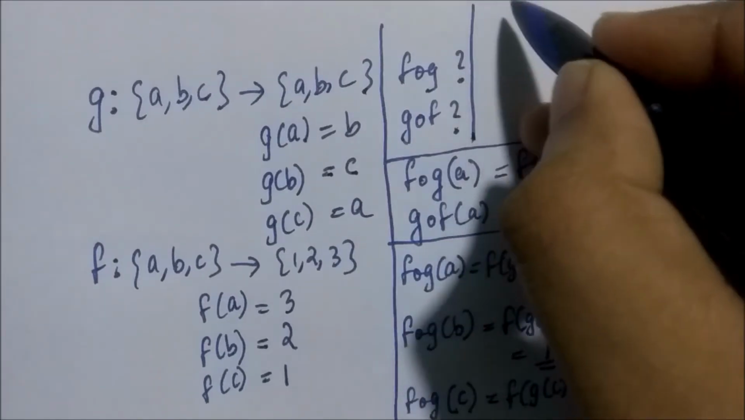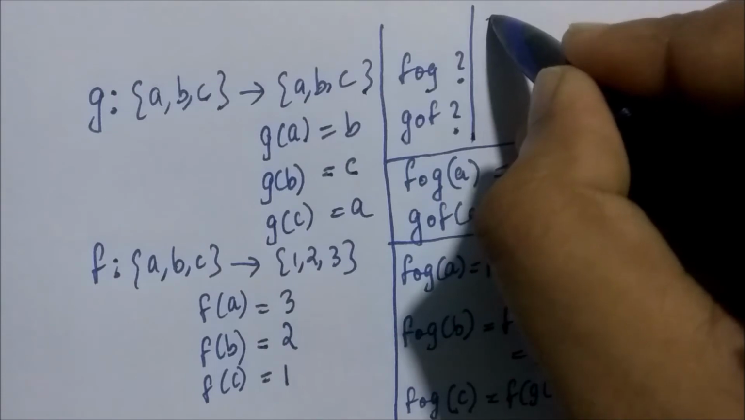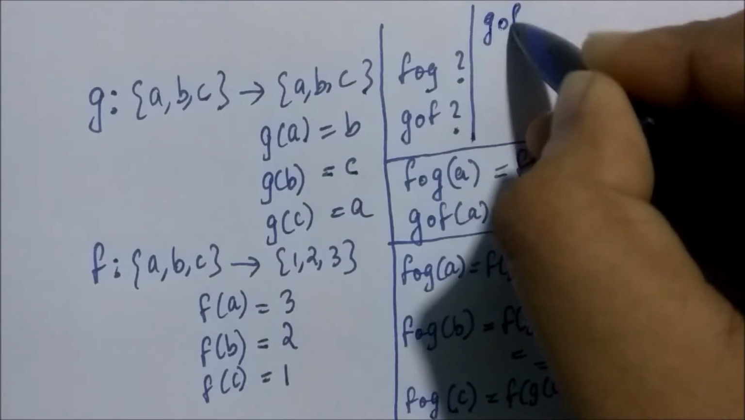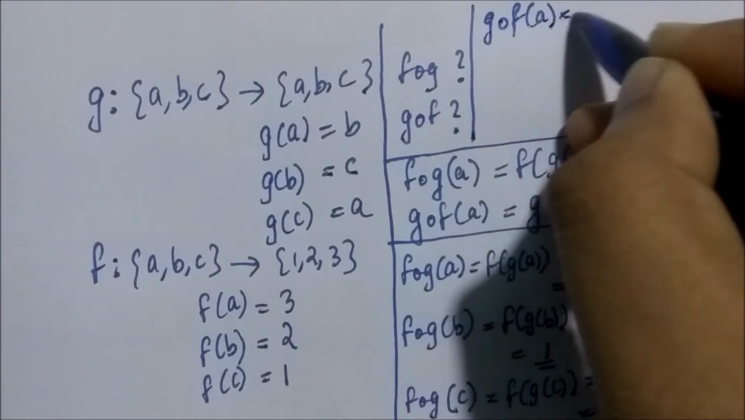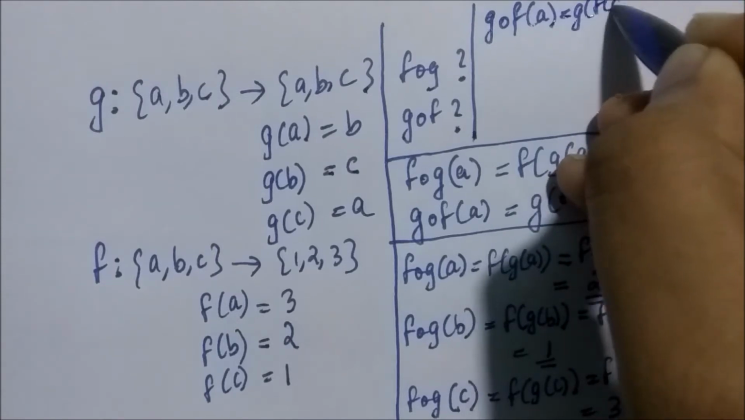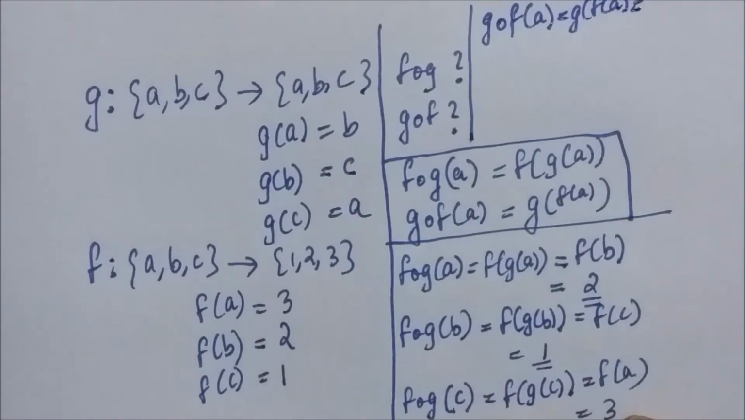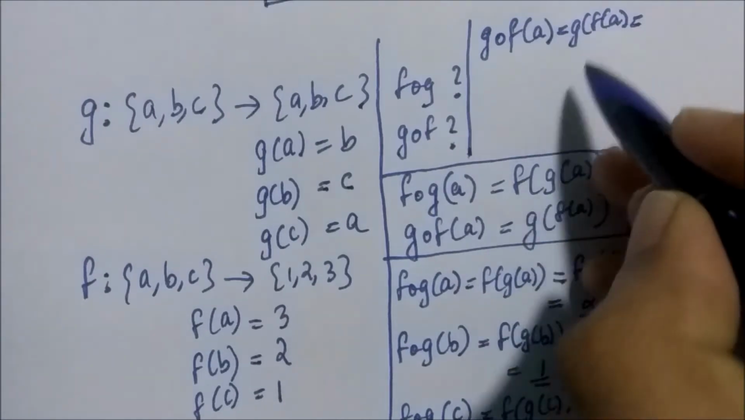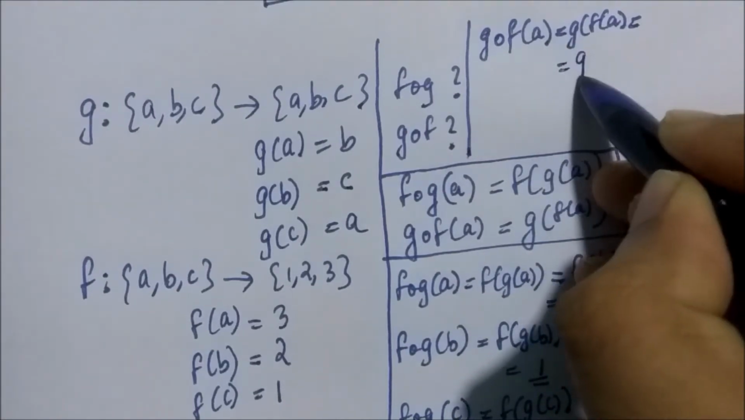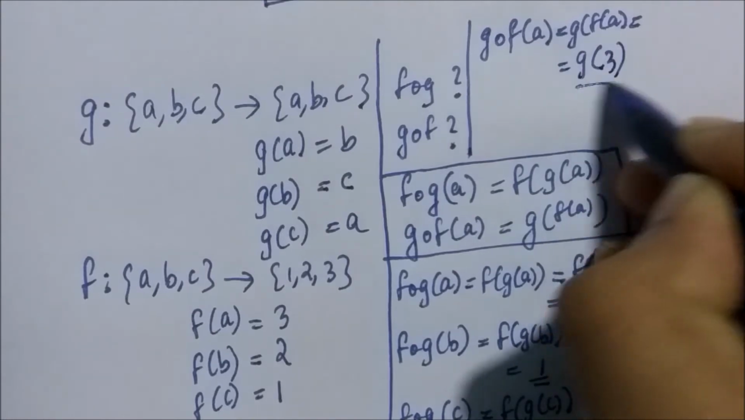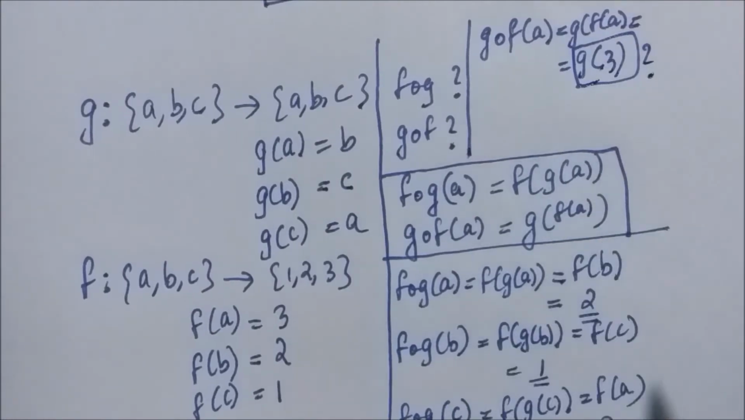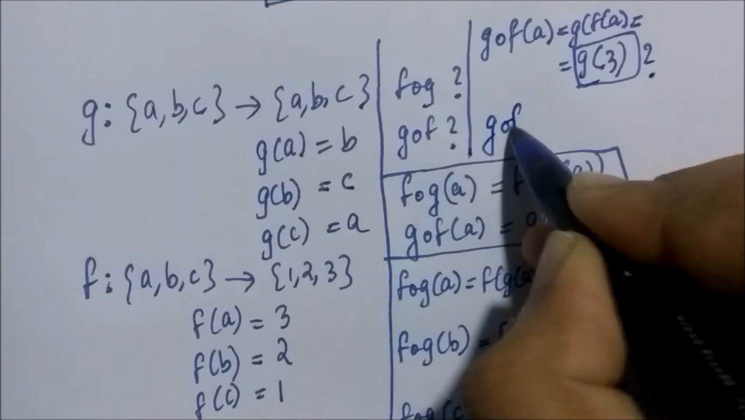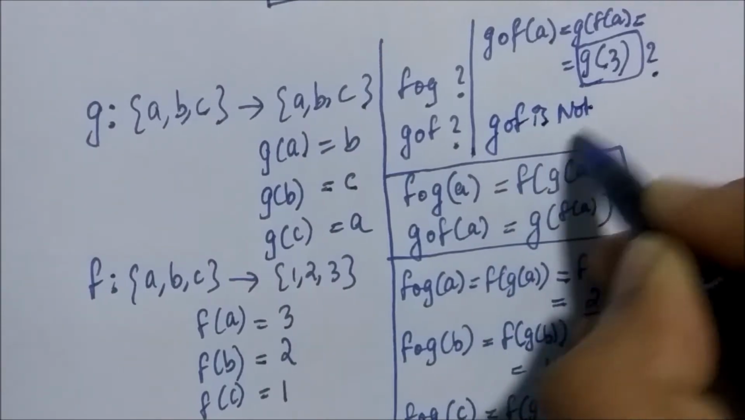So we have found the function F composition G. Now we want to find G composition F. Now G composition F of a equal to G of F of a. Now F of a equal to 3. So we need to find G of 3. But G of 3 is not defined, right? Because 3 is not an element in the domain of the function G. Here G composition F is not defined.